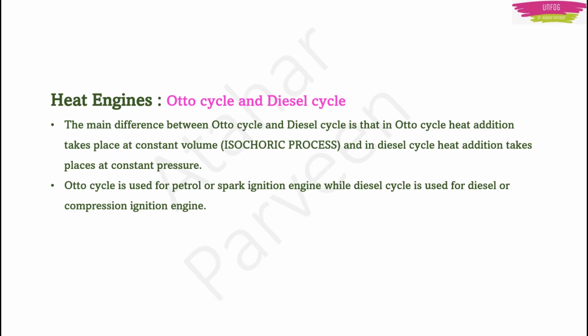Okay. Now Otto cycle, it is used for petrol or spark ignition engine. This you remember. Isochoric process, Otto cycle, it is used for petrol engine. Or you also call it as a spark ignition engine. Whereas this diesel cycle, it is used for diesel or compression ignition engine. You can just remember with the name only here. Diesel cycle is used in diesel engine. The other one, the Otto cycle, it is used in petrol engine.